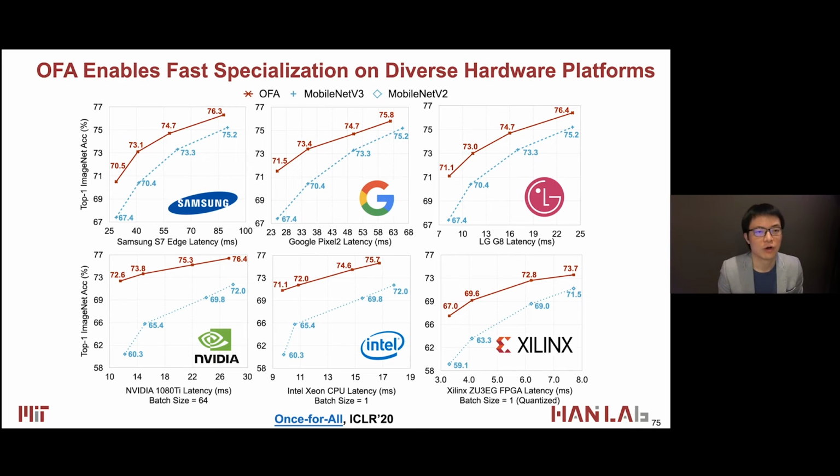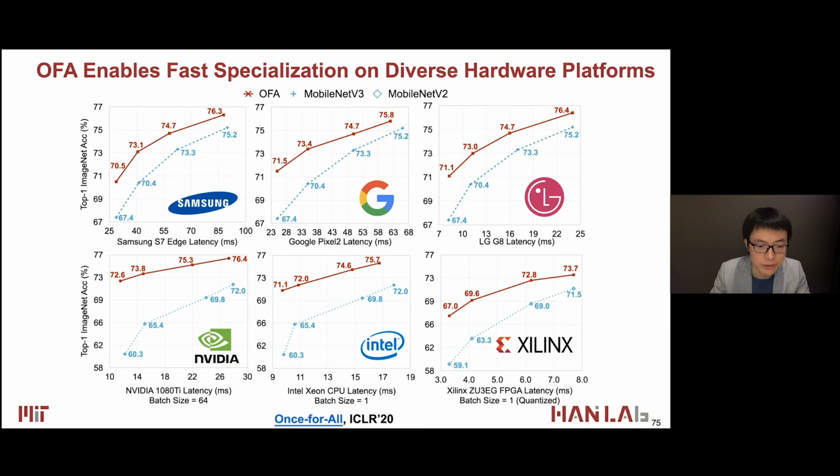So the once-for-all network enables fast specialization on diverse hardware platforms. Here we experimented with Samsung phones, Google Pixel 2 phones, the LG G8, NVIDIA GPUs, Intel Xeon CPUs, and even specialized hardware like Xilinx FPGAs. The once-for-all network consistently outperforms the baseline, MobileNet version 3, by a pretty big margin, and MobileNet version 2, since the FPGA doesn't support MobileNet version 3 yet.